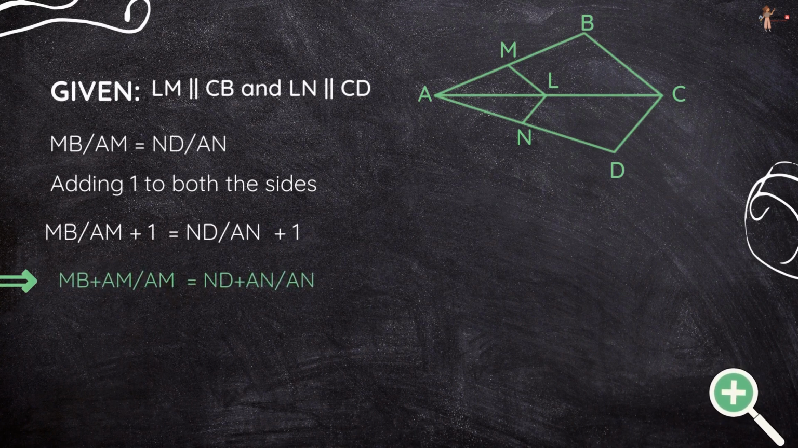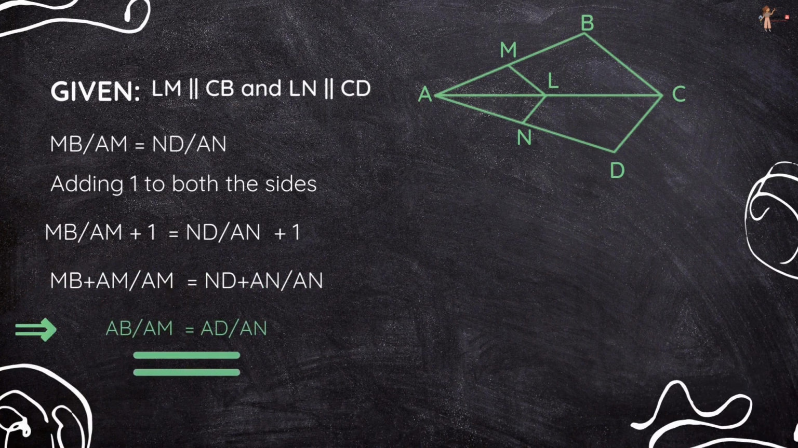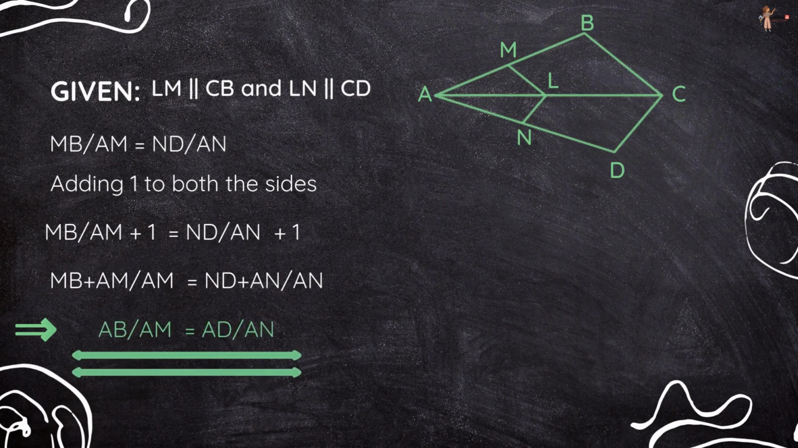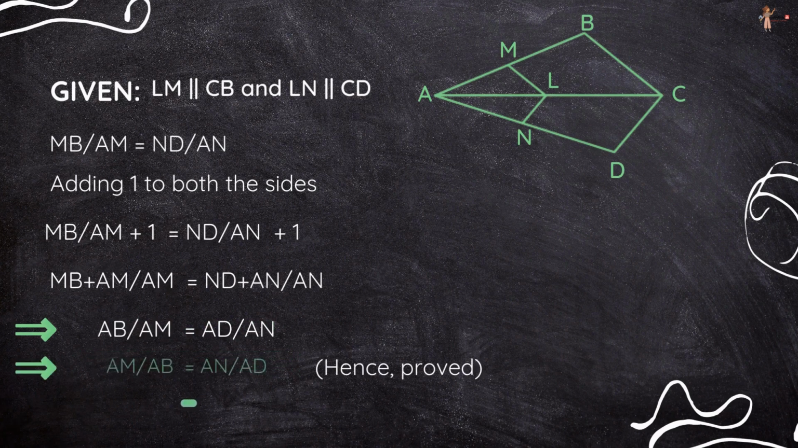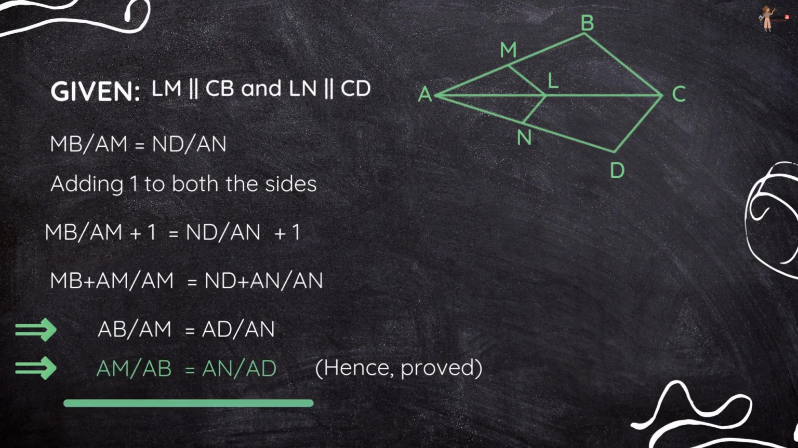Thus we get MB plus AM upon AM is equal to ND plus AN upon AN. So AB upon AM is equal to AD upon AN. Reversing it again, AM upon AB is equal to AN upon AD. This is what we had to prove.